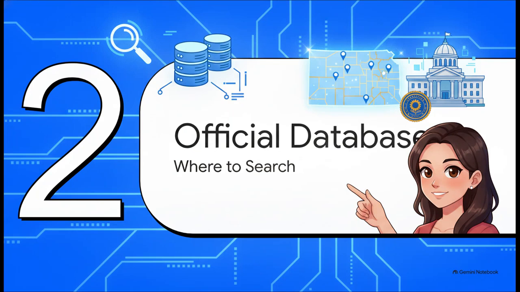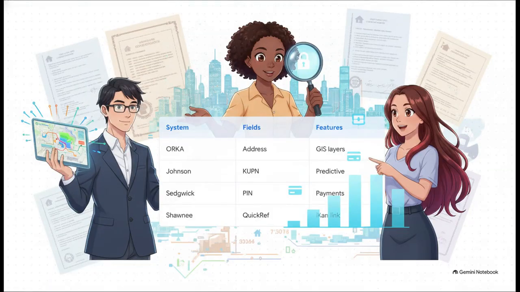Moving on to Section 2, Official Tools and Databases. Where to search? When it comes to actually finding this data, you want to completely skip those random third-party sites and go straight to the official government portals. Depending on where you're looking in Kansas, you've got a few solid options. If you're casting a wide net, the ARCA statewide portal is fantastic because it integrates appraisal data with GIS mapping across participating counties. But if you're looking in major metro areas, use their specific engines.